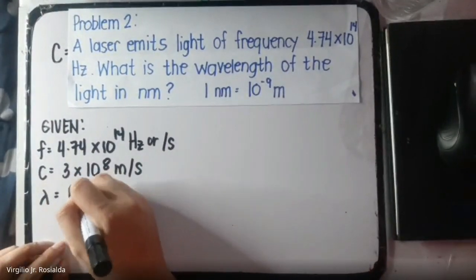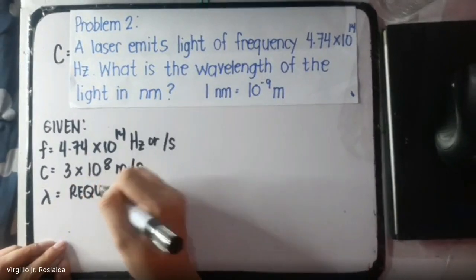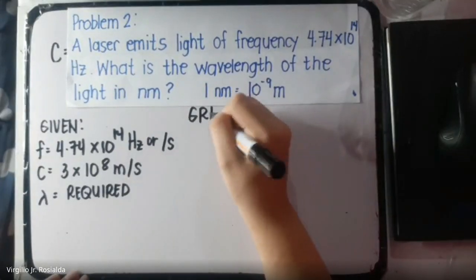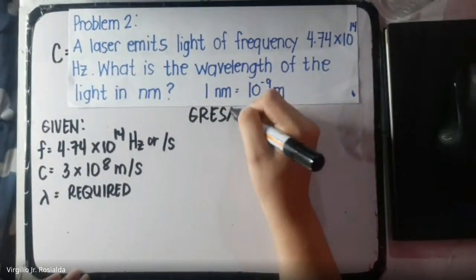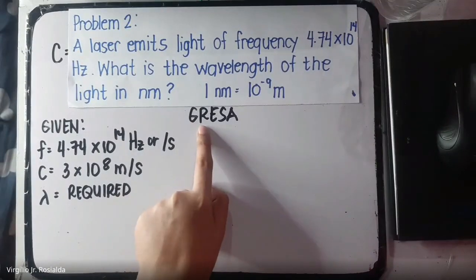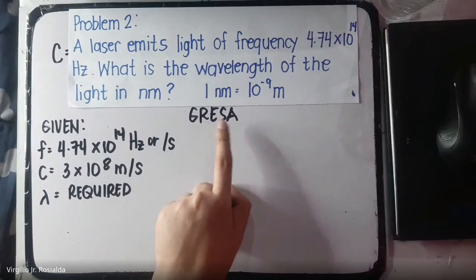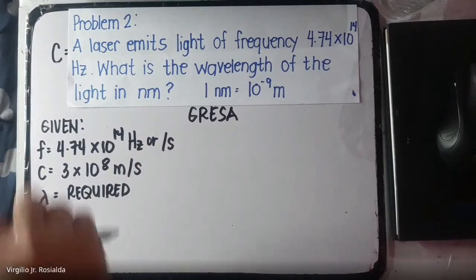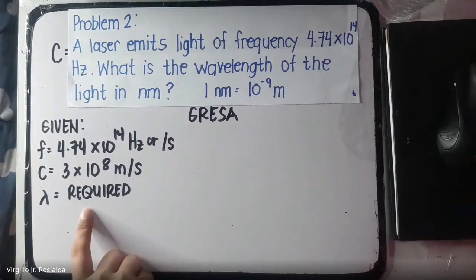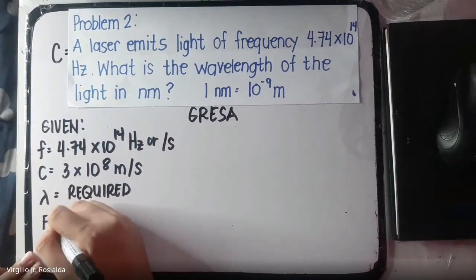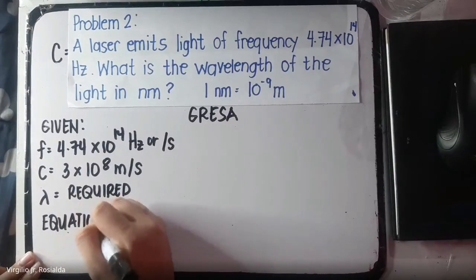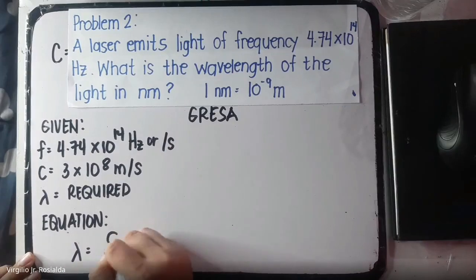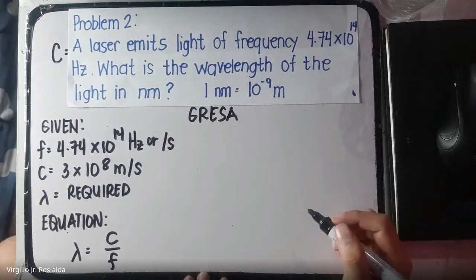So pag gumagawa tayo ng problem kagaya nito, or pag nagsosolve tayo, GRESA yung gamitin natin. Okay, para complete: given, required, value, equation, solution, and answer. So pag na-complete nyo yan, okay na kayo dyan. So may given ka na, may required ka na. And our equation, as I said, is this one: lambda is equal to C divided by frequency. Okay, so meron ka na niyan.